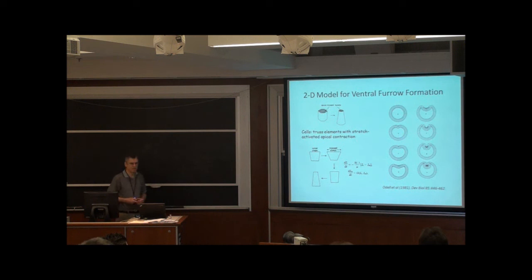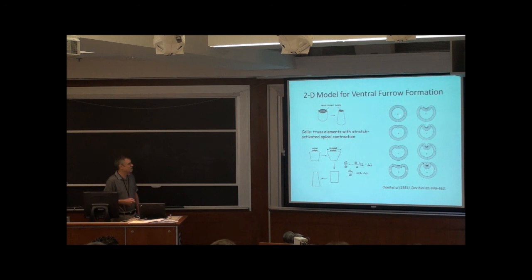So there have been several models for this process over the years, beginning in 1981 with a model by Odell et al. And this actually was not only a model for ventral furrow formation, but it was one of the very first models for morphogenesis. It was a very simple model, but it was ahead of its time in many ways. The model consisted of a ring of truss-like cells. And it's known that in these epithelial cells, most epithelial cells have a ring of actomyosin fibers around the apical side. When this ring contracts, it changes the shape of the cell. This is one way of forming a wedge-shaped cell. So that was one piece of their model.